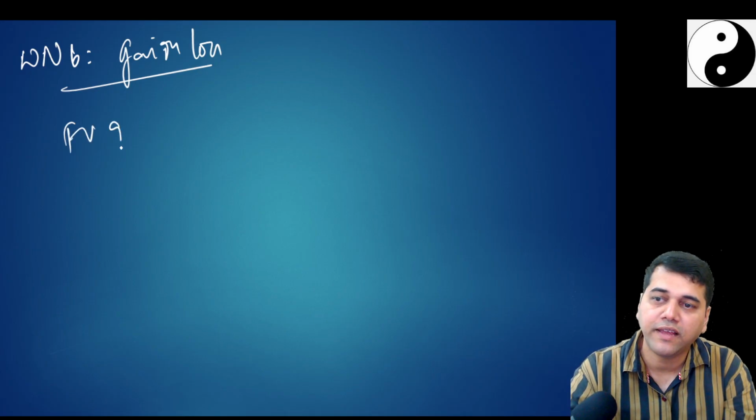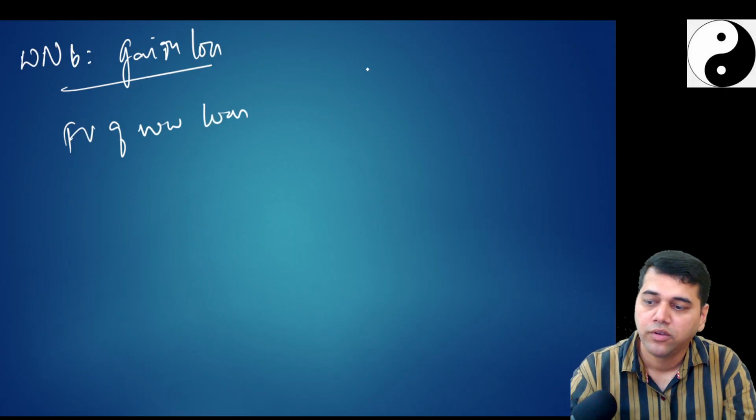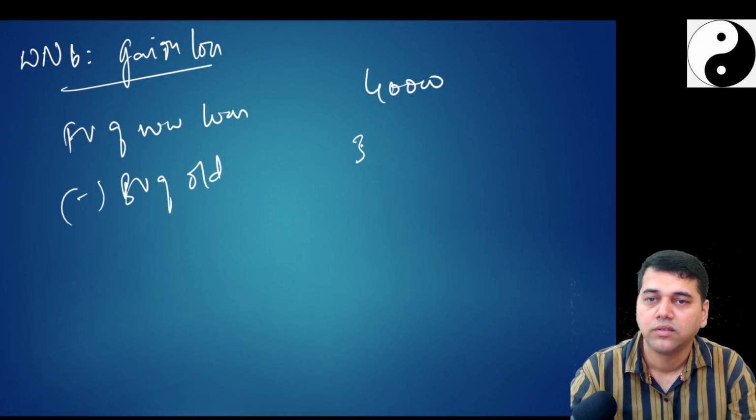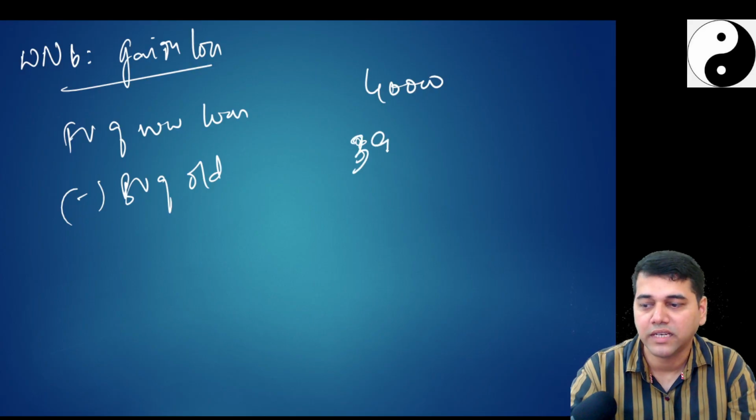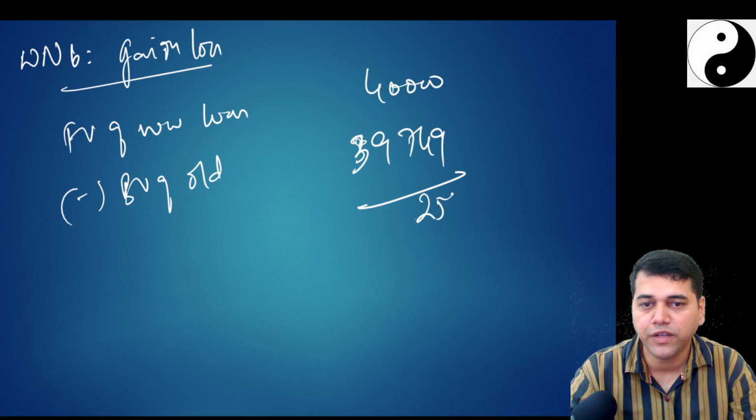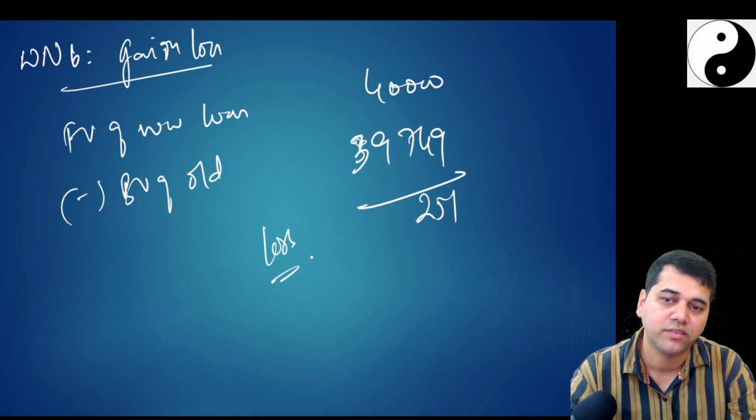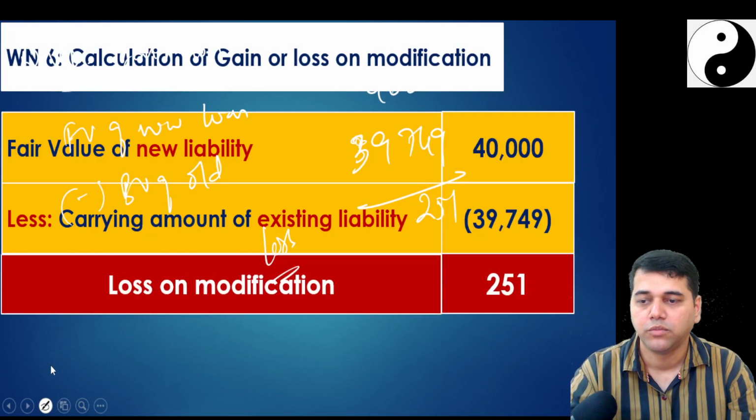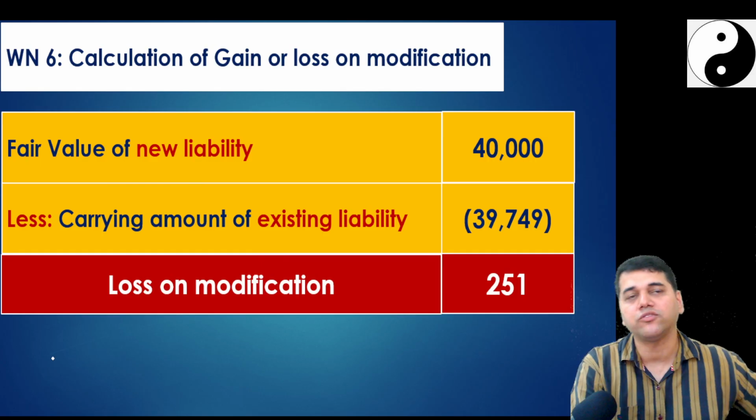So what is your fair value of the new loan? 40,000, less what is the book value of the old loan? 39,749. We already calculated. So 251 is the loss on modification, because the liability that goes out is 39,749.